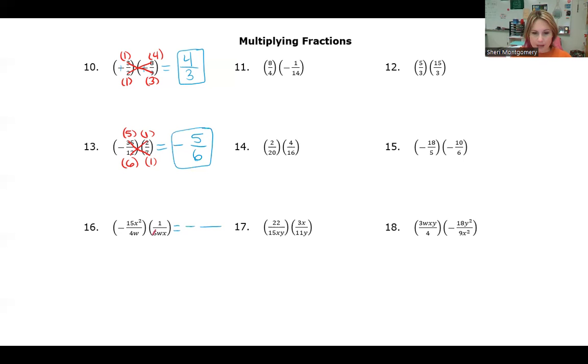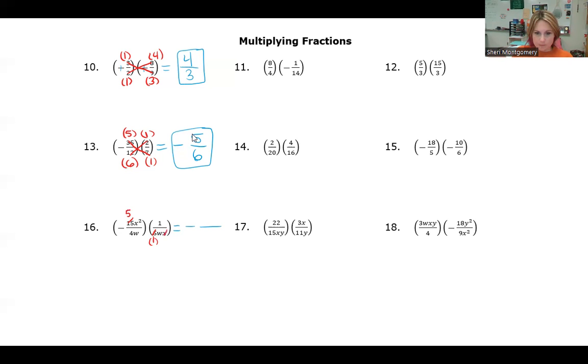I do see that 5 and 15 can reduce. That would be 1 and then a 5. And then I also see some variables. So I see a W, but there's no W there or there, so I can't do anything with those. With the X's, I see an X here and I see X squared there. So definitely one of those can cancel out or reduce.